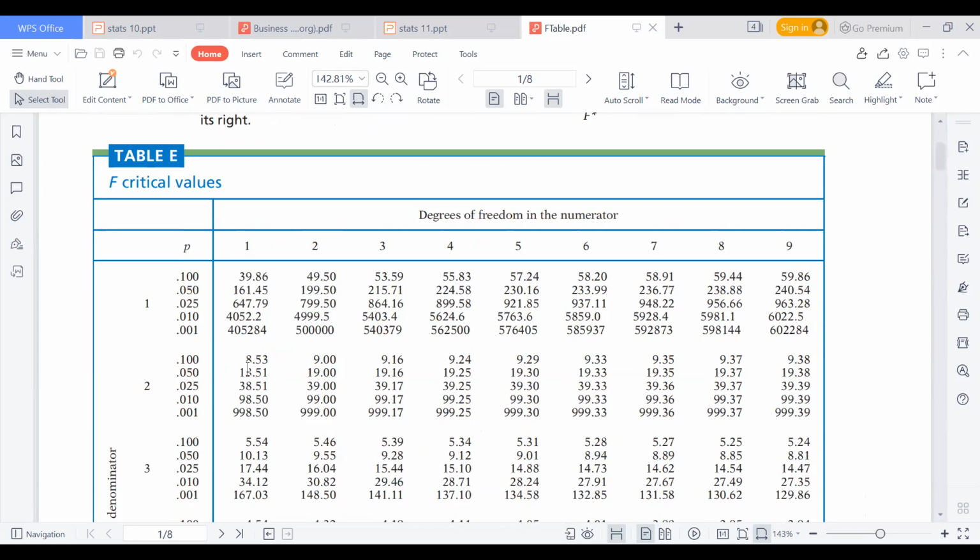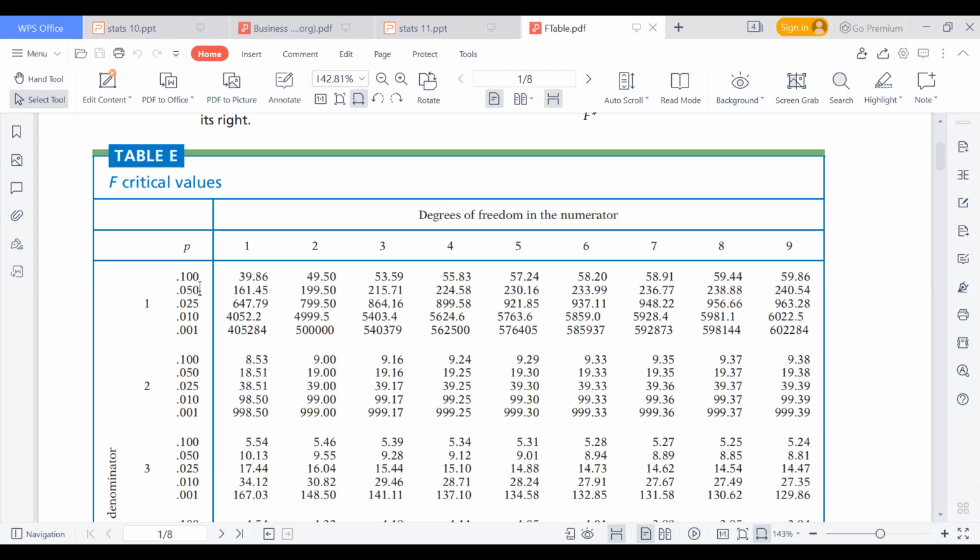Now, we also have the p-values here. This signifies the alpha level of just one of the tails, okay? So 0.100 here means that just one of the tails is 0.1. That means the two tails is 0.2. All right, that means the alpha is 0.2 and then the significance is 0.8.